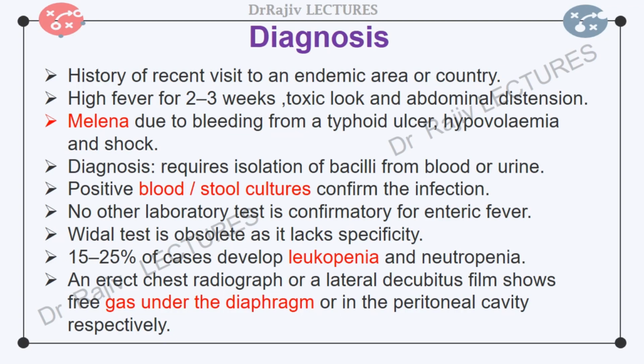if culture and sensitivity tests are negative due to pre-hospital treatment or self-medication with antibiotics, or facilities for culture and sensitivity tests are not available. 15 to 25% of cases develop leukopenia and neutropenia. Leukocytosis is more common among children and in the presence of intestinal perforation or secondary infection. An erect chest radiograph or a lateral decubitus film in a very ill patient shows free gas under the diaphragm or in the peritoneal cavity, respectively.